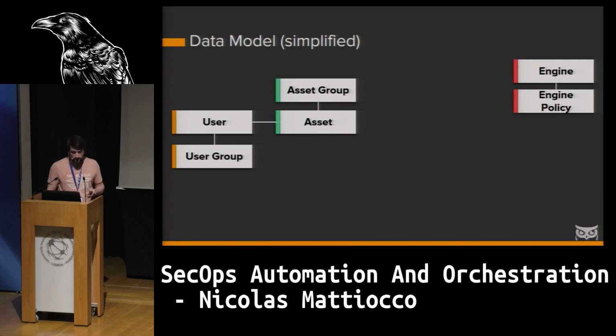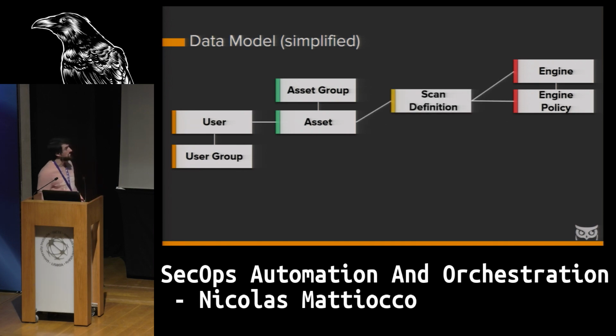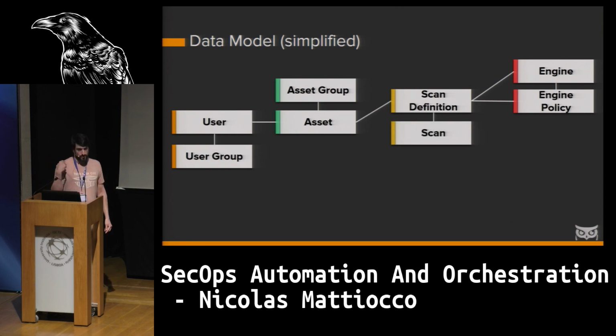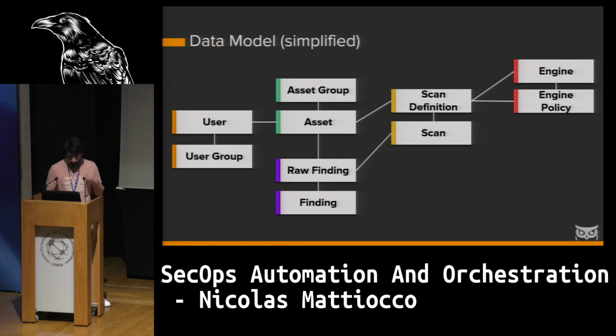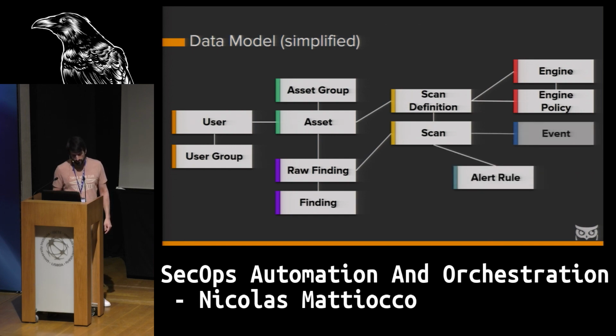On an engine, you define a scan policy. A scan definition is the selection of the asset you want to scan and the policies you want to apply. You can run the scan definition. You have a scan. The scan gives you raw findings, and because we have duplicates of raw findings, we try to identify unique findings. It's easier to manage afterwards, and you can define alert rules and events.